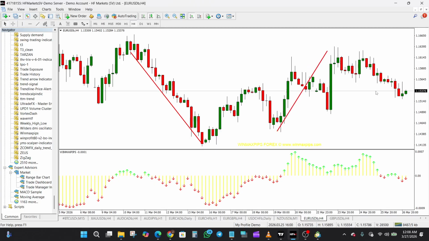But make sure that you always get confirmations. Remember that there is no indicator that is foolproof, right? So make sure you always get confirmations. Make sure that you have enough confluence before executing your trade, and do not neglect proper risk management.